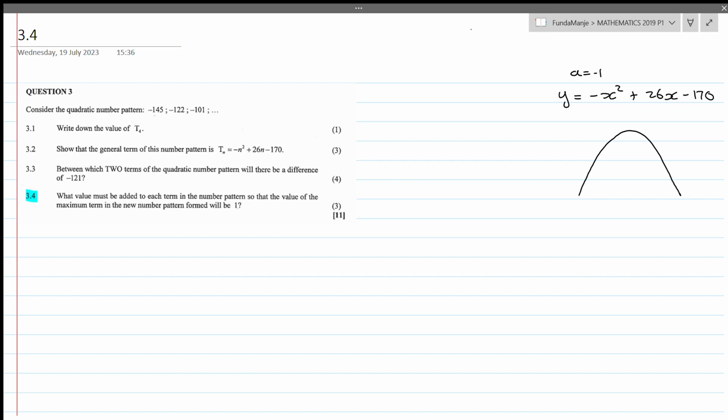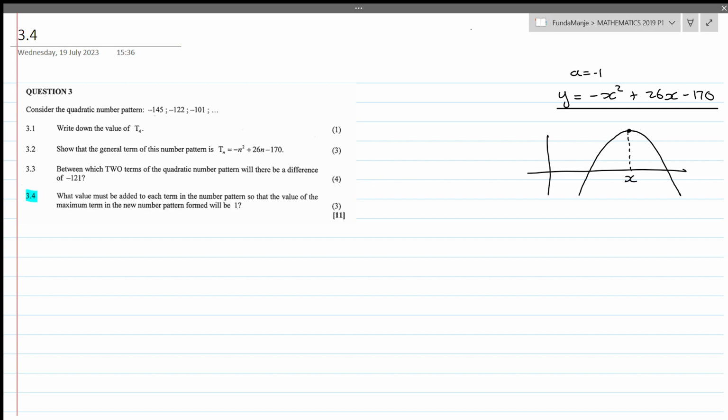We know a determines the shape of a graph, and in this case the graph that results from this quadratic function is this kind of shape, and we can see that this sad shape has a maximum value, and this maximum value can be found over here at a certain x value.